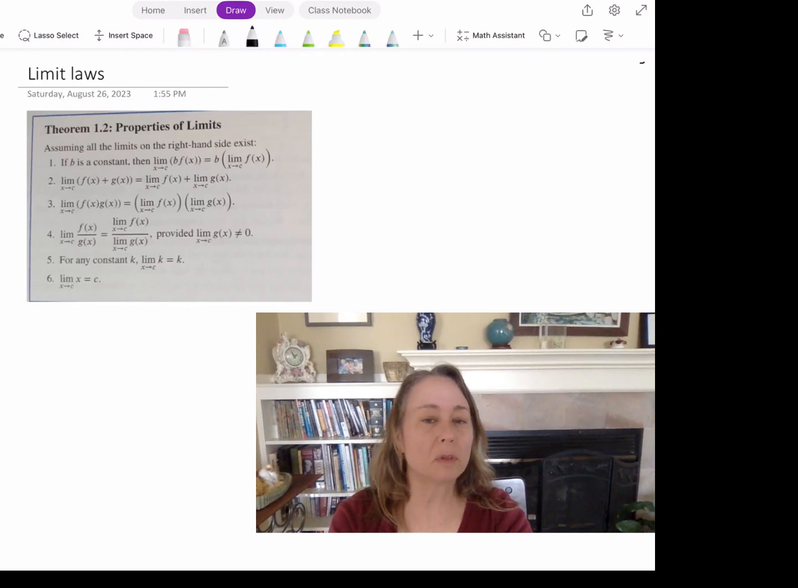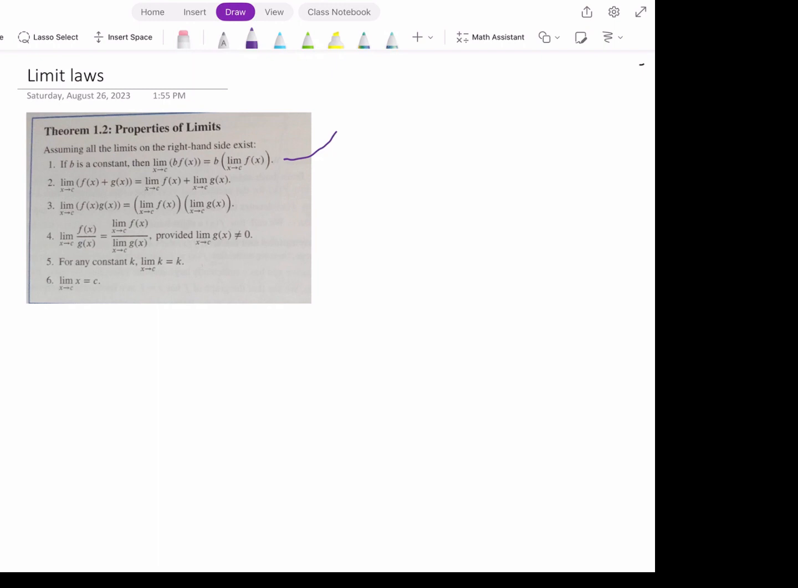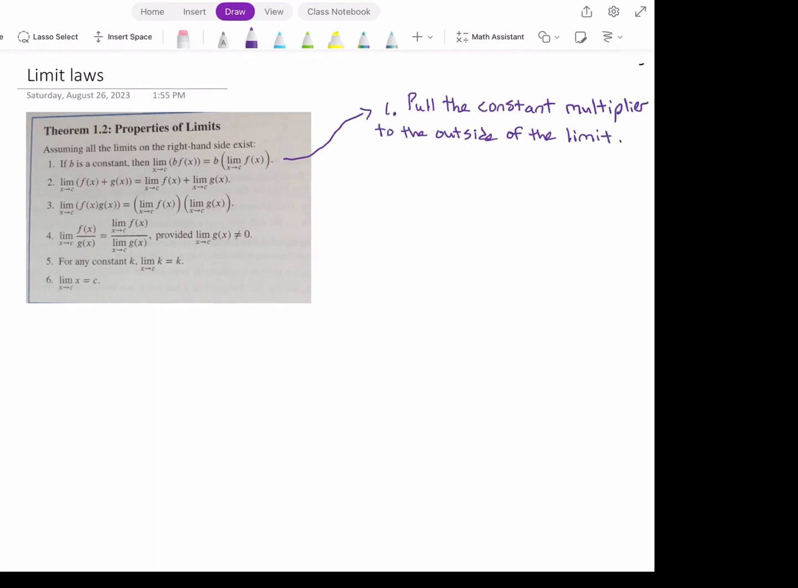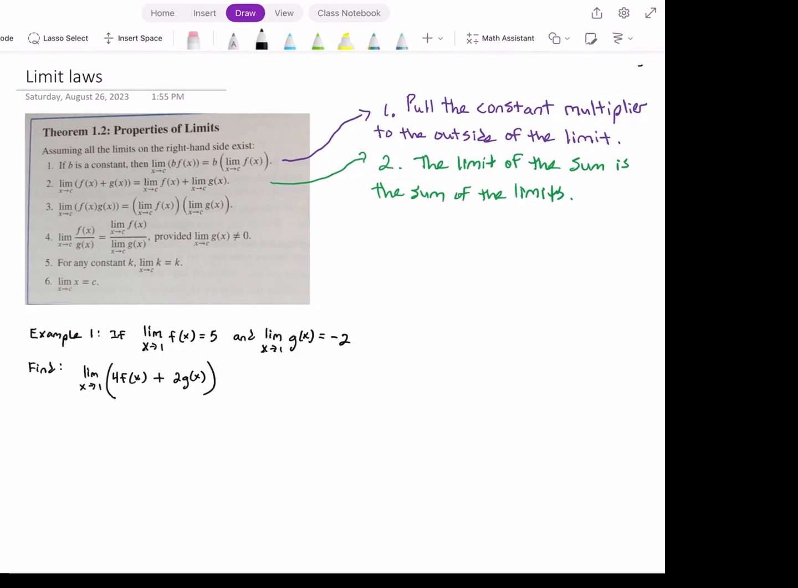Limit laws are simple, easy, and intuitive to apply. Let's have a look at them. The first limit law says pull the constant multiplier to the outside. You'll just evaluate the limit of the function first, then multiply. The second limit law says the limit of the sum is the sum of the limits. In other words, you can apply the limit to each function separately.